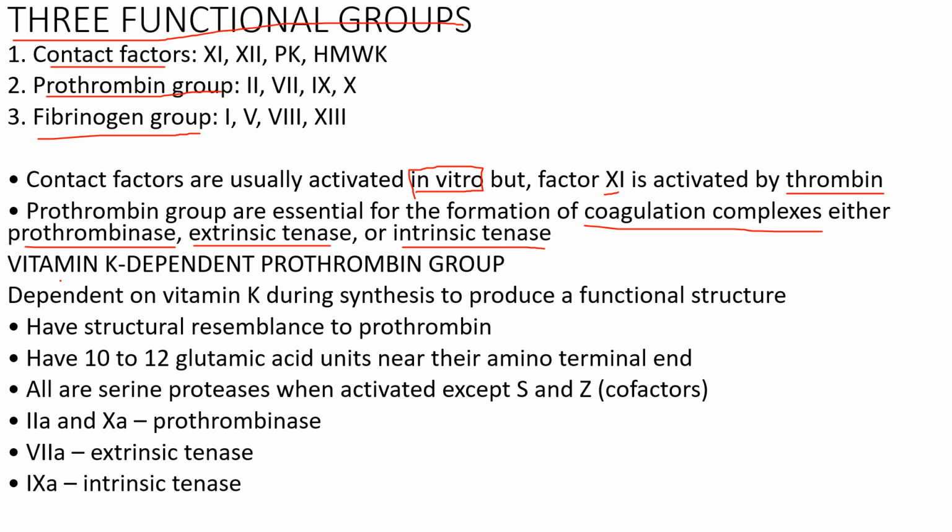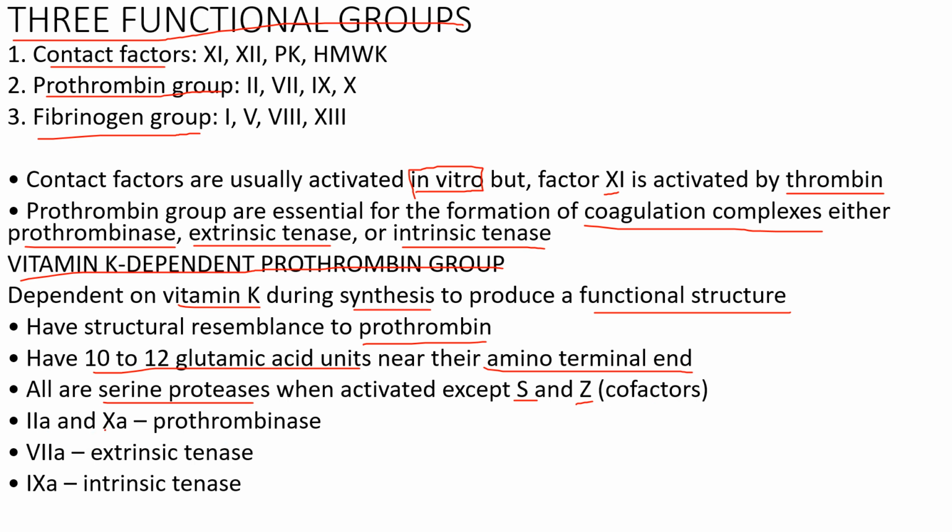They are also known as the vitamin K dependent prothrombin group. The reason they are called that is because they require vitamin K during their synthesis to produce a functional structure. They have structural resemblance to prothrombin, with 10 to 12 glutamic acid units near their amino terminal end. All are serine proteases when activated except protein S and Z, which are cofactors.